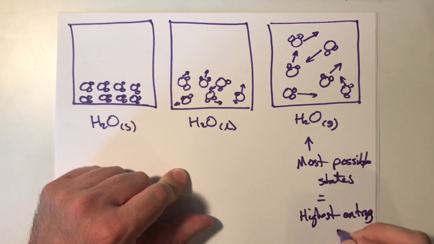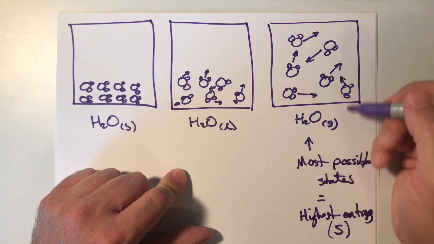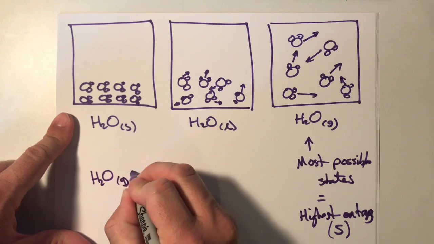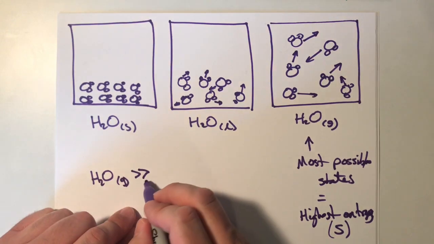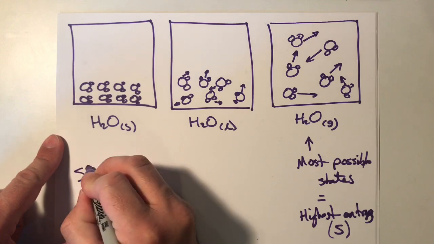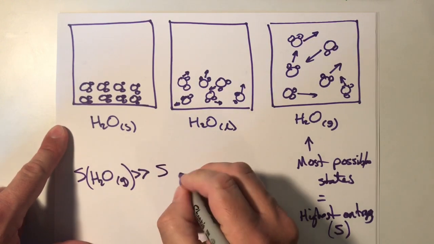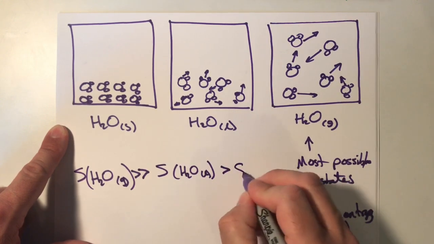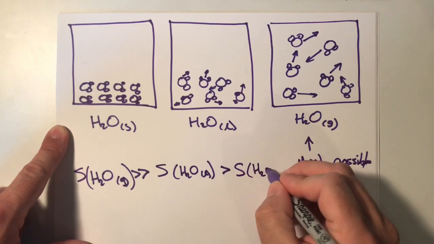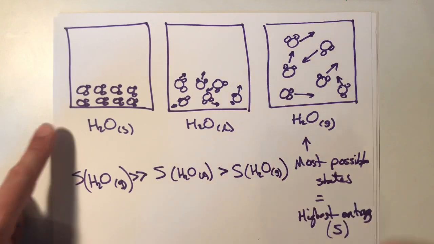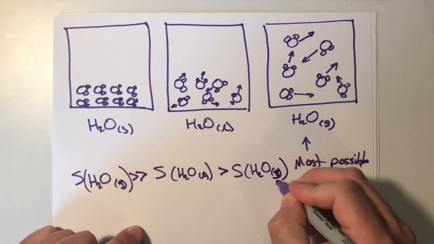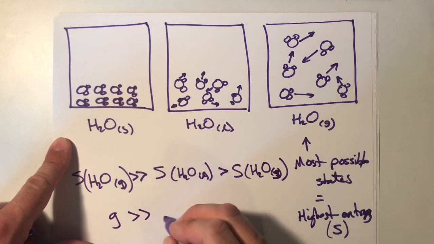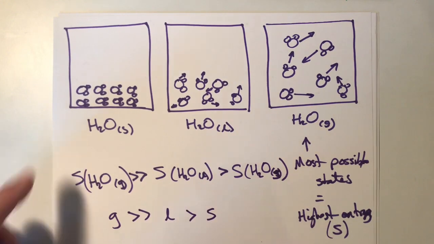Okay, so if we're ranking these in terms of their entropy, the gas will have the greatest entropy. In fact, the gas will have quite a lot more entropy, so we would use the much greater than symbol, than the entropy of the liquid state, and that would have a greater entropy value than the entropy value for water in the solid state. So we're always going to find that gas is much greater in entropy than liquid, and liquid is always greater in entropy than solid.